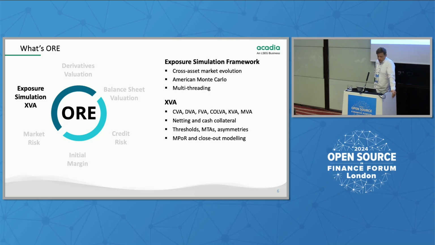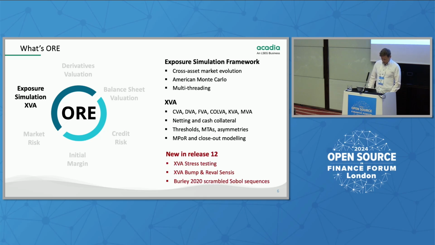And yeah, I already mentioned the different XVAs that we are supporting. That includes, of course, taking netting agreements into account, taking collateral agreements into account, thresholds, minimum transfer amounts, and so on, and the margin period of risk. So all that you need to properly calculate XVA. And again, some news, new features that we've seen is XVA stress testing, which we didn't have before, and sensitivity calculations, and some improvements or extensions of the random number generation that we do.